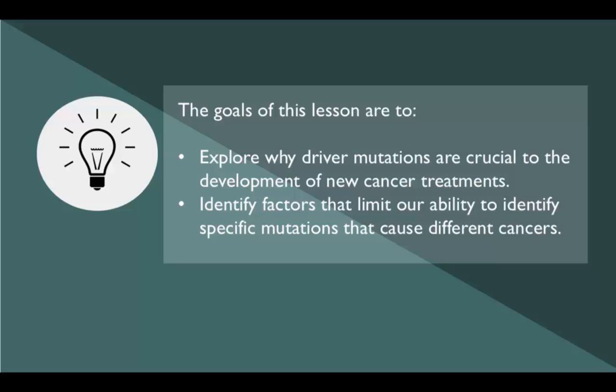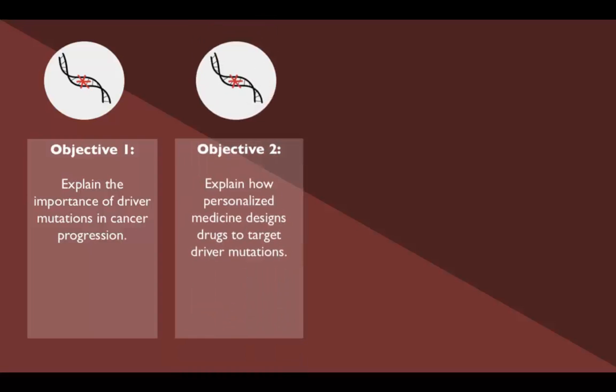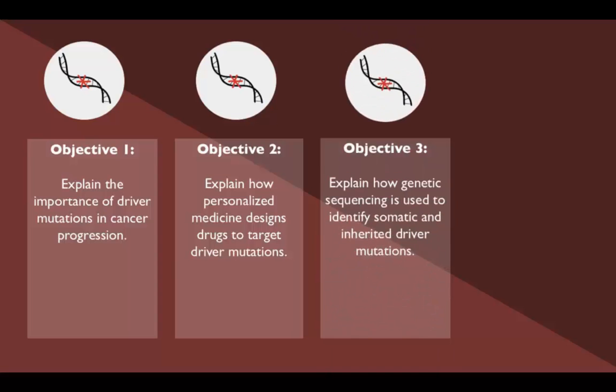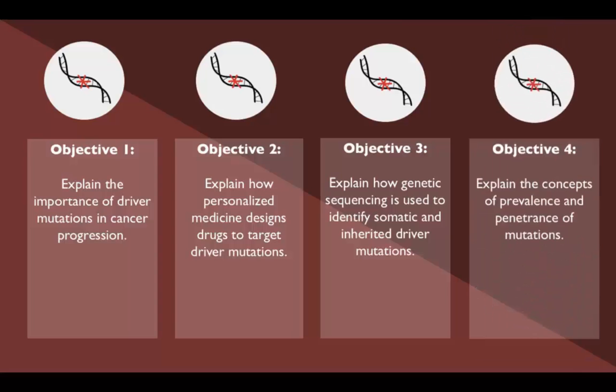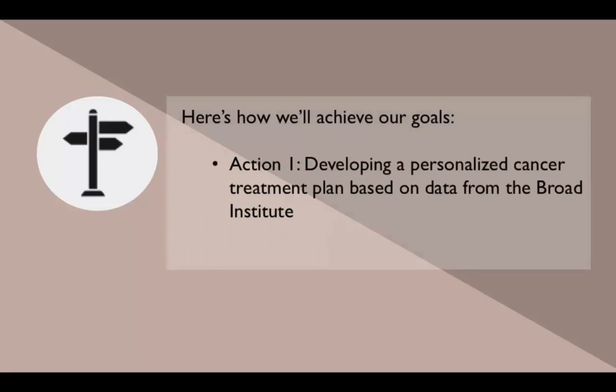At the end of the lesson, the students should be able to explain the importance of driver mutations in cancer progression, explain how personalized medicine designs drugs to target driver mutations, explain how genetic sequencing is used to identify somatic and inherited driver mutations, and explain the concepts of prevalence and penetrance of mutations. We will achieve our goals by developing a personalized cancer treatment plan based on data from the Broad Institute.